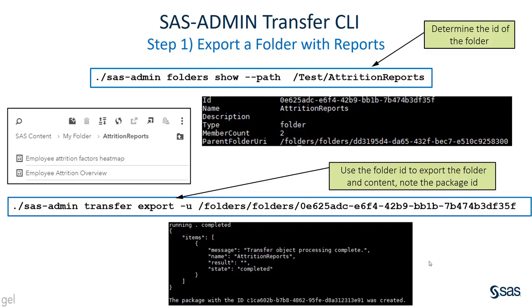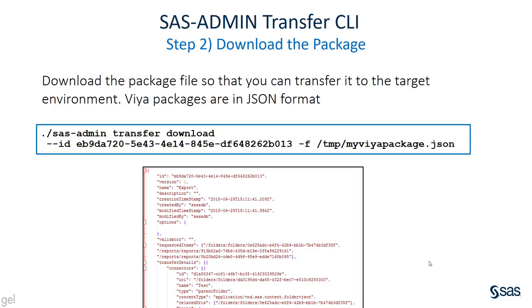In the previous step, when I did the export, it gave me the ID of the package, right? So that's the ID of the package within Viya. On the next step, when I want to download it, the download is going to create a JSON file with the content. So packages are JSON in Viya. I do SAS admin, transfer, download. I pass it the ID from the previous step, and I give it a file name, and that's going to take my package and download it into a file in JSON format. And that's my packaged up content.